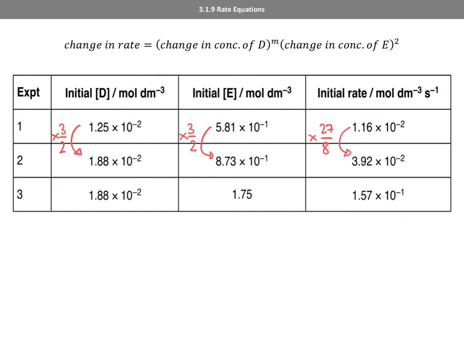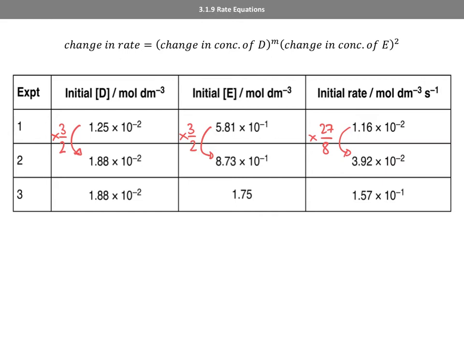So I've got the change in rate equals the change in concentration of D to the power of m times the change in concentration of E to the power of 2. The reason it's to the power of 2 is because we've already worked out that the order of reaction with respect to E is second order. So now I'm going to substitute into that expression the changes that we've just determined.